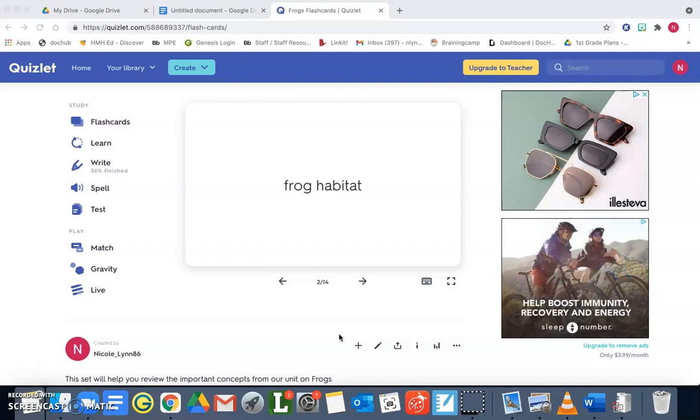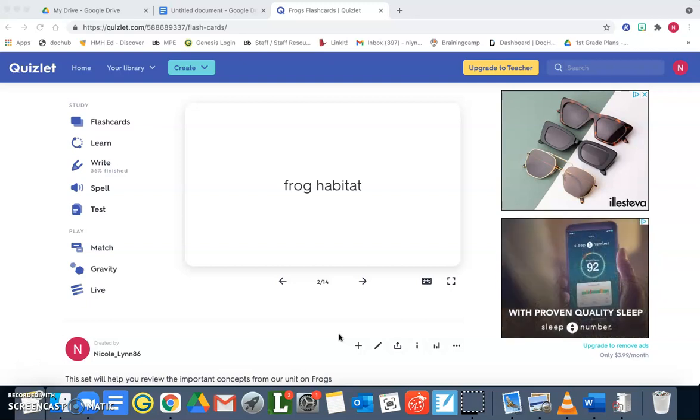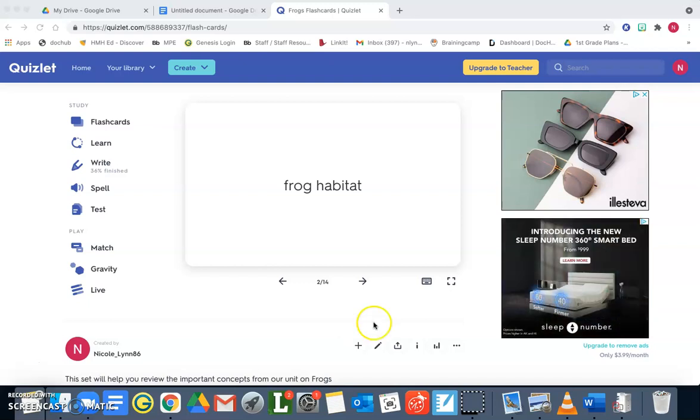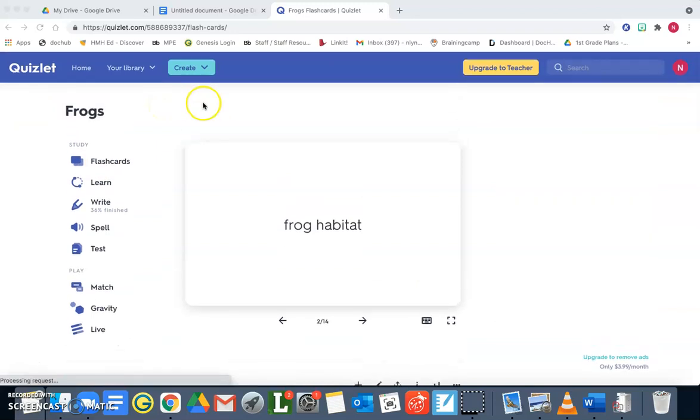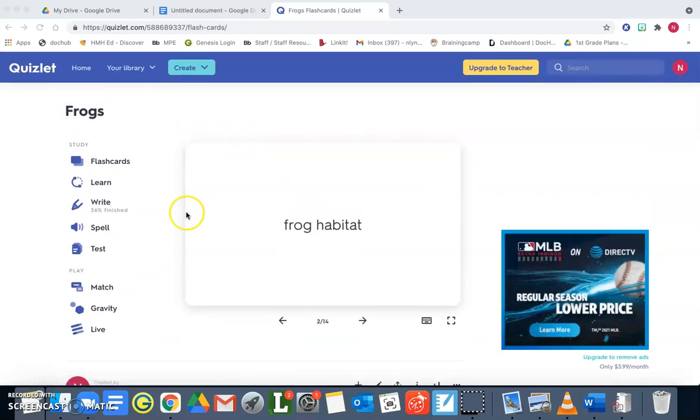There are two ways that Quizlet can be used. One is the teacher can make the study set for the class, which is one that I have here right now. So for our unit on frogs, I made a study set with all important vocabulary, terms, and concepts that they needed to know for the test.